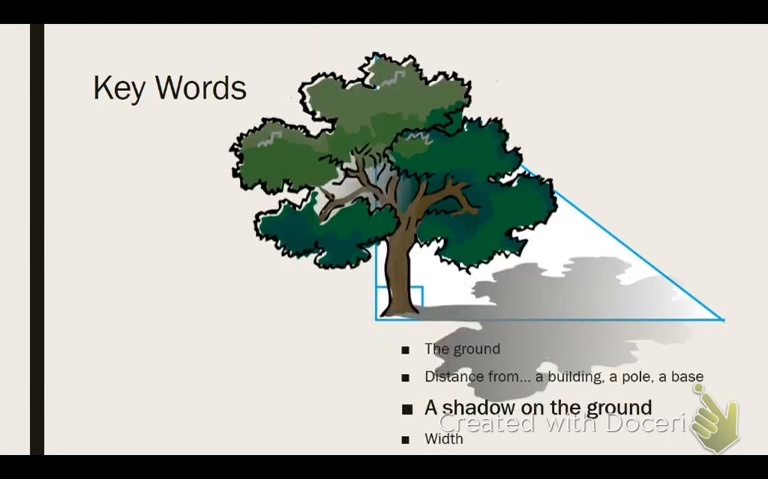A shadow on the ground. From the start of the shadow to the end of the shadow. And also the width of a box or of a court or of a field. All right, so that will be that horizontal line every time. If it's not one of those options, it's probably not that line.